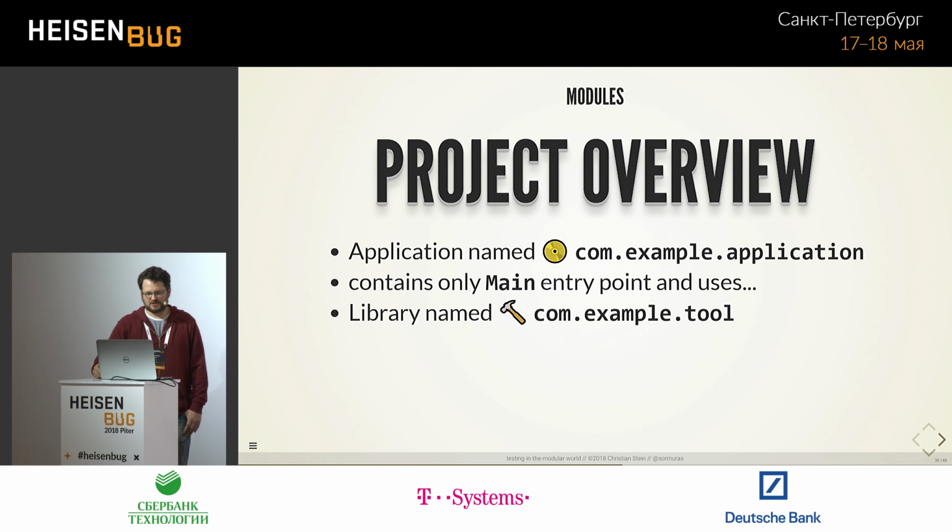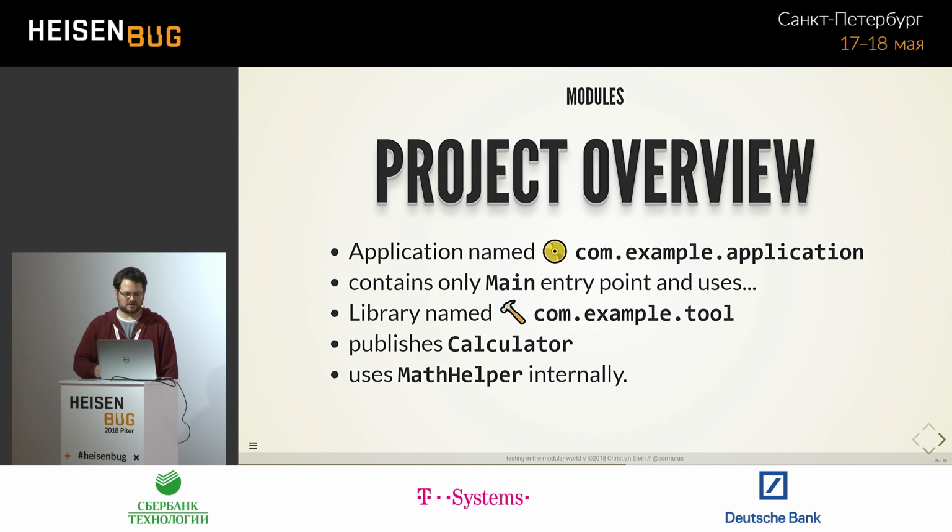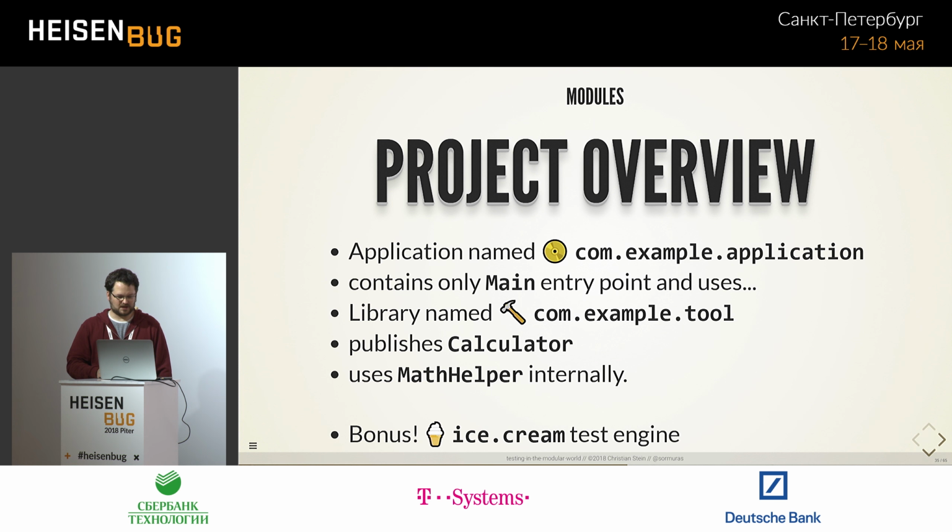It's called example tool, which publishes a calculator type to everybody who wants to use our tool, and has an internal math helper to do the calculation work. But we don't want to expose that, but we want to test it later, to see if the math is right. And as a bonus, I'll implement a test engine, an ice cream machine, because in St. Petersburg, the weather is so sunny. It's amazing. Everybody said it's always raining here, but not for me.